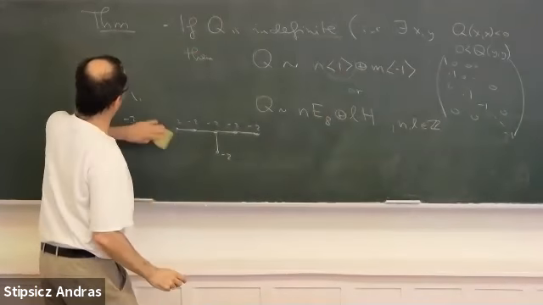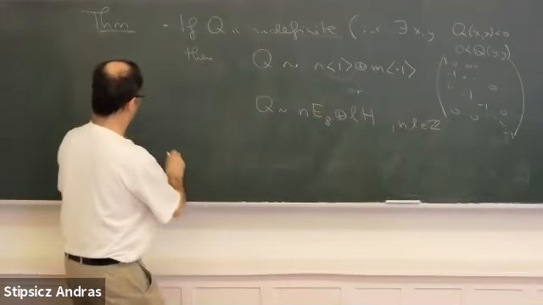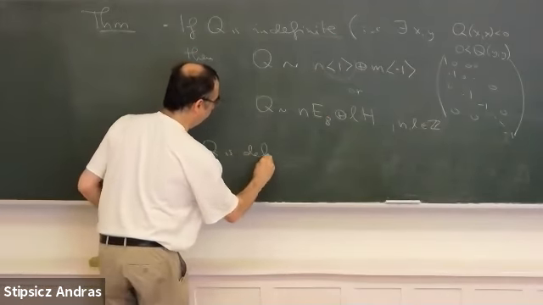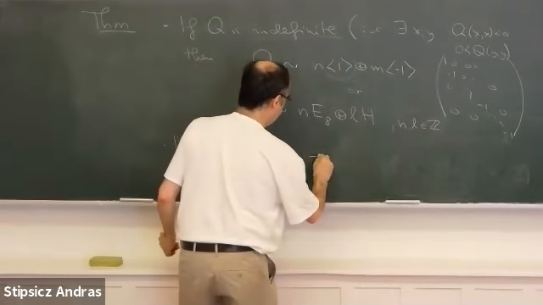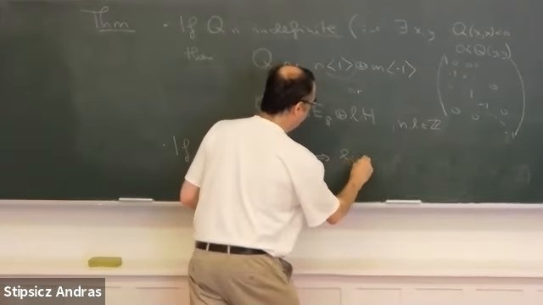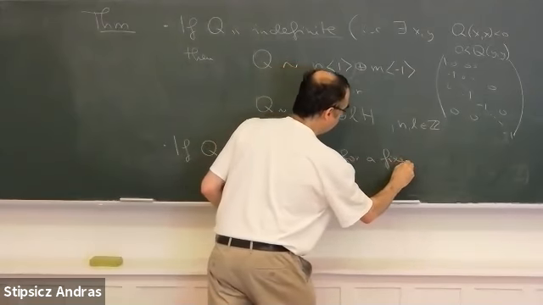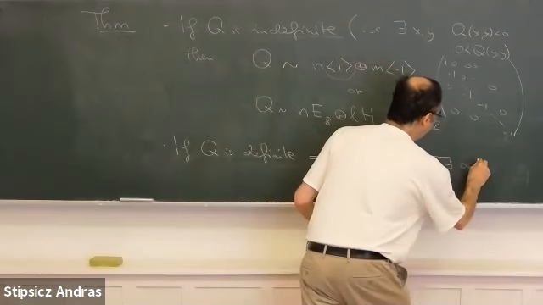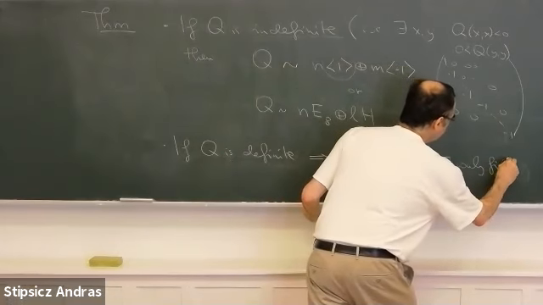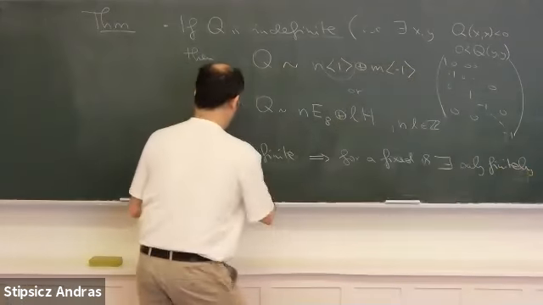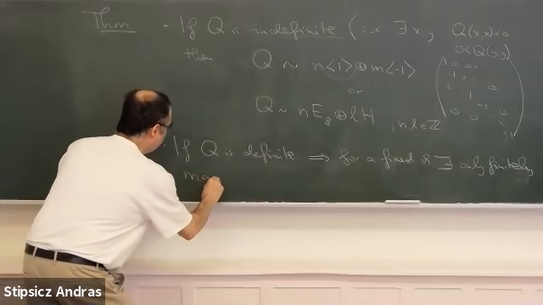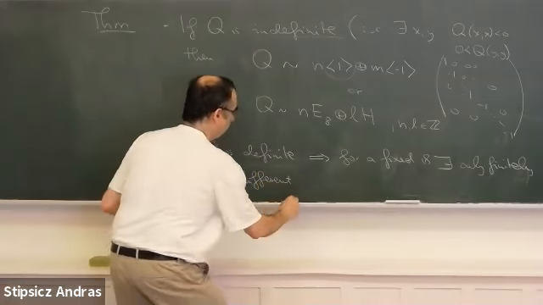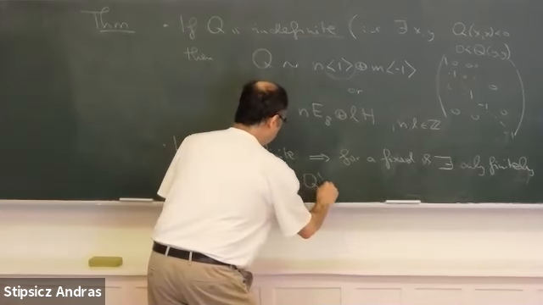Let me finish the theorem. If Q is definite, for a fixed rank, there are only finitely many different Qs.